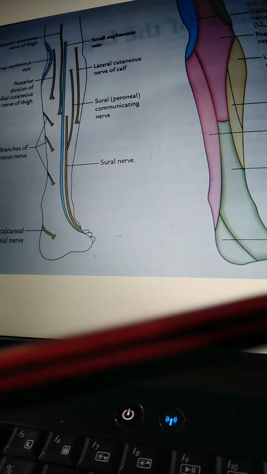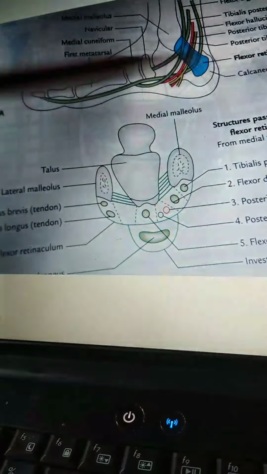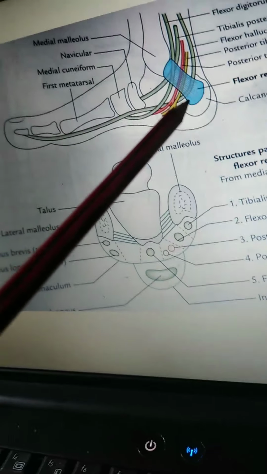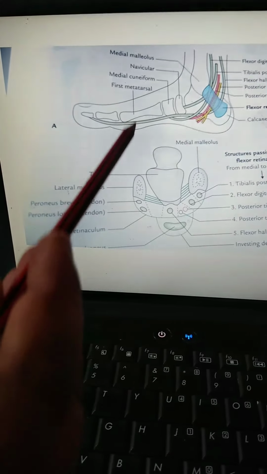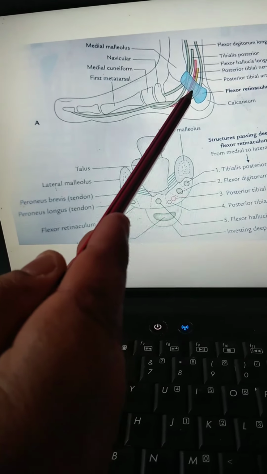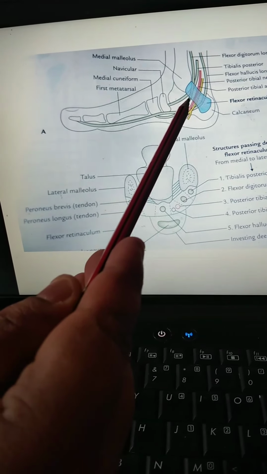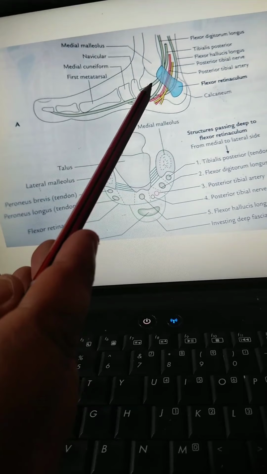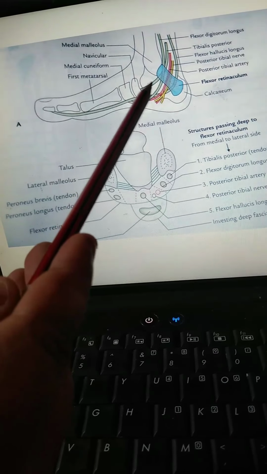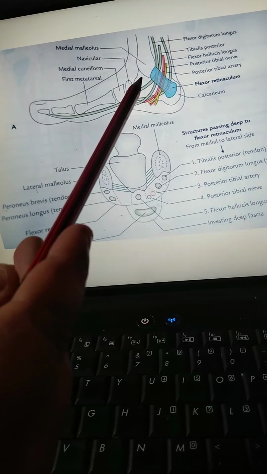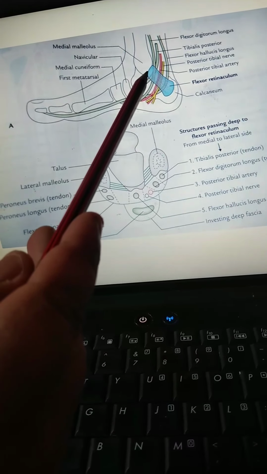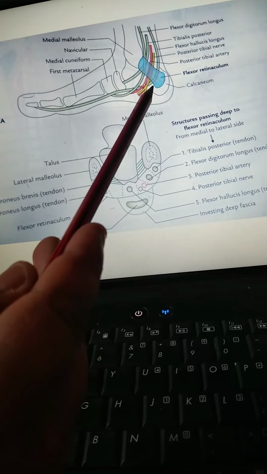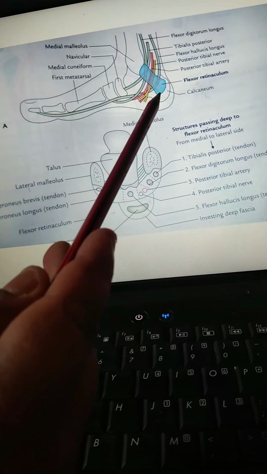Now, the flexor retinaculum. The flexor retinaculum is a thick, broad band of deep fascia. It is 2.5 centimeters broad on the medial side of the ankle, behind and below the medial malleolus. It holds the long tendons, nerves and vessels in position. Now, attachments. Anteriorly or above, it is attached to the posterior border and tip of the medial malleolus, and posteriorly and below it is attached to the medial process of the calcaneal tuberosity.